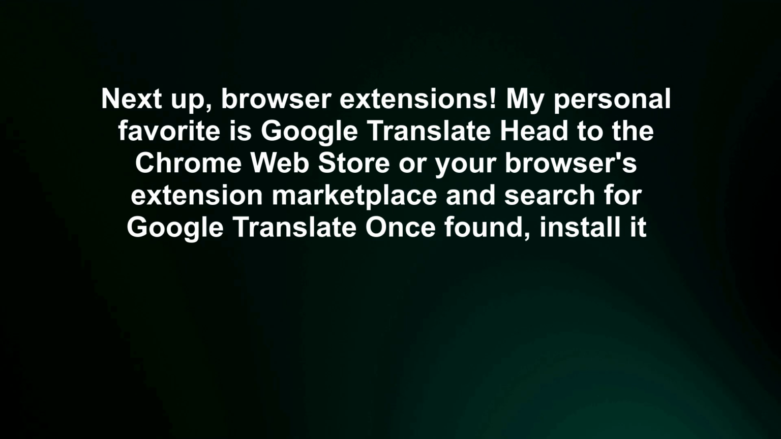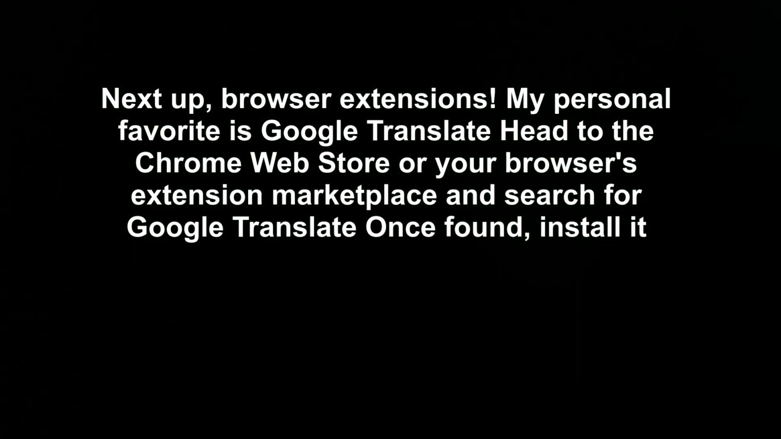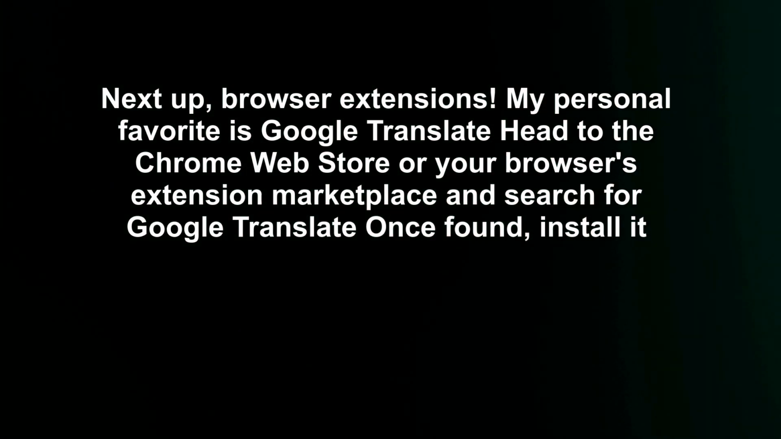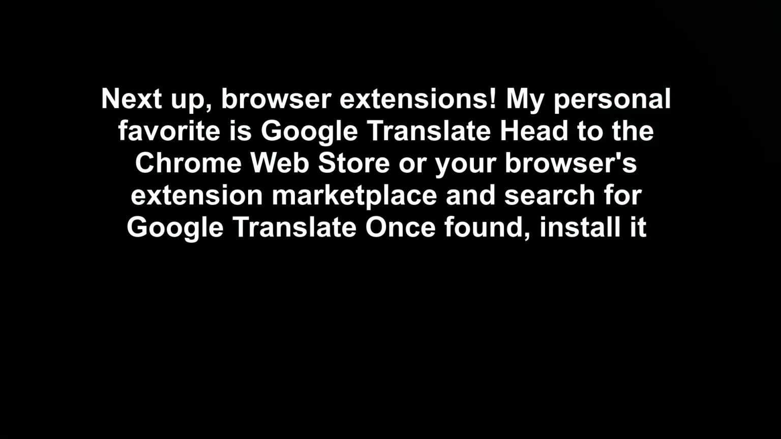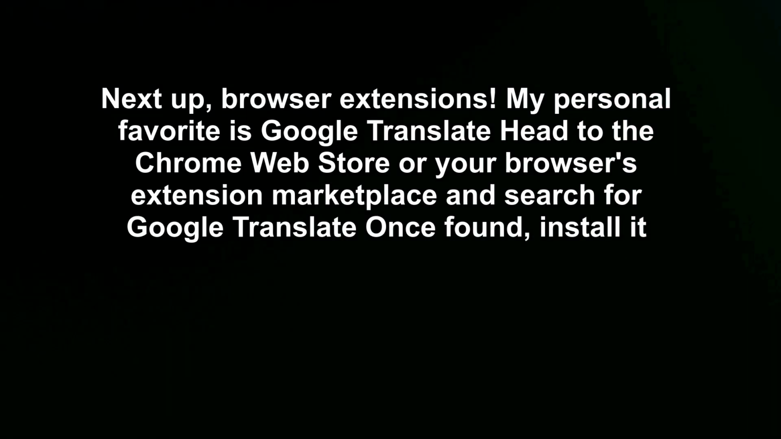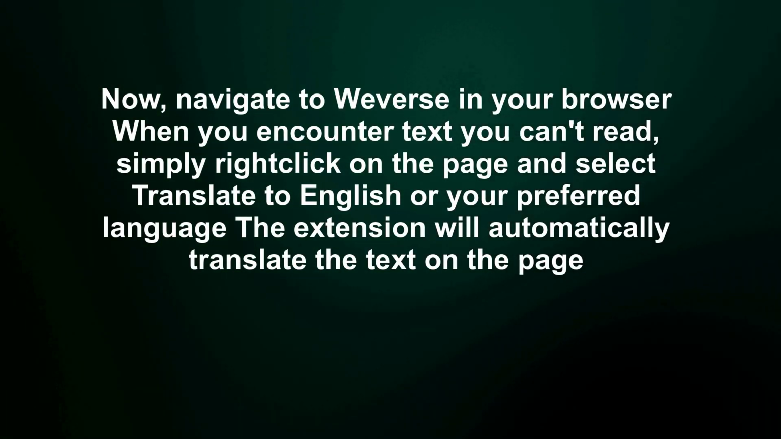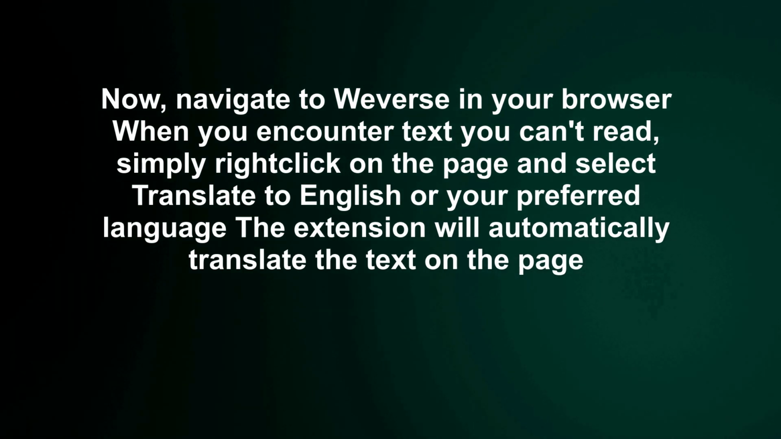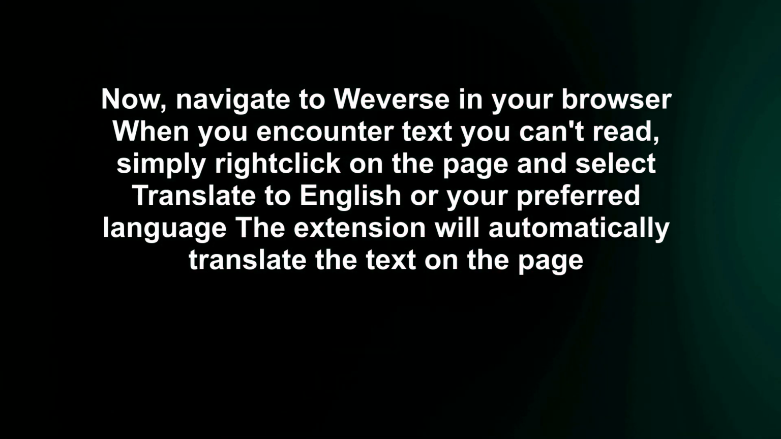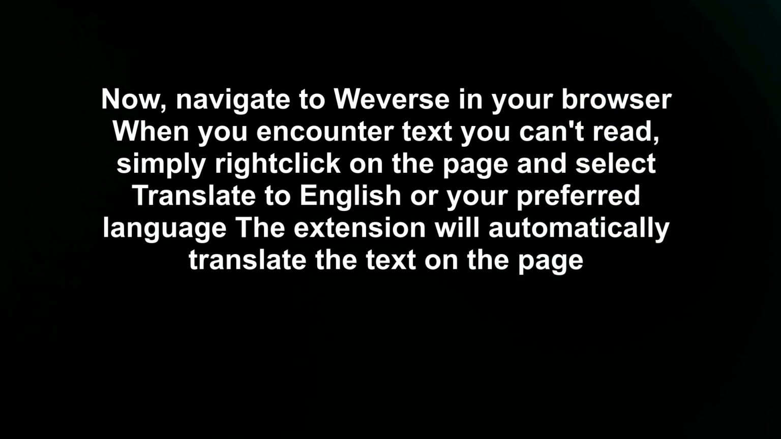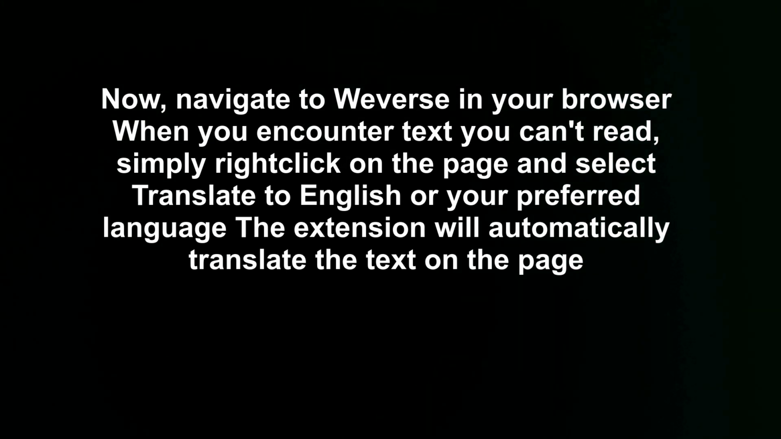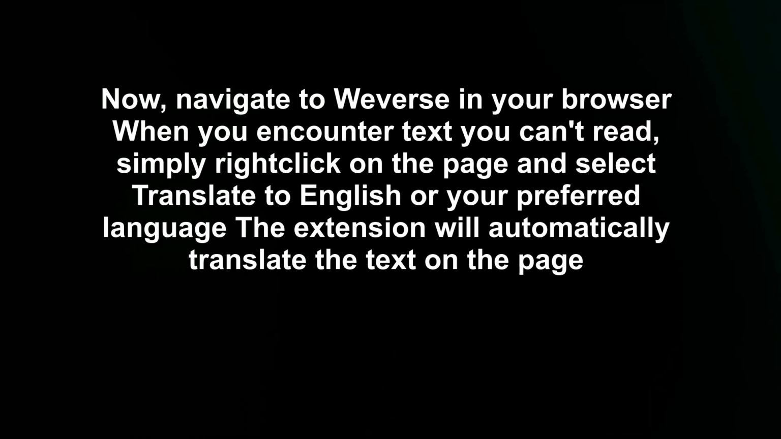Next up, browser extensions. My personal favorite is Google Translate. Head to the Chrome Web Store or your browser's extension marketplace and search for Google Translate. Once found, install it. Now, navigate to Weverse in your browser. When you encounter text you can't read, simply right-click on the page and select Translate to English or your preferred language. The extension will automatically translate the text on the page.